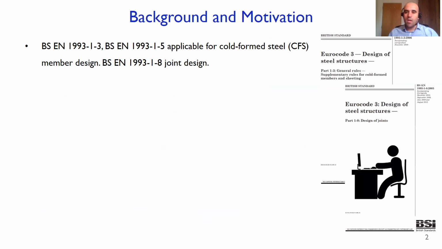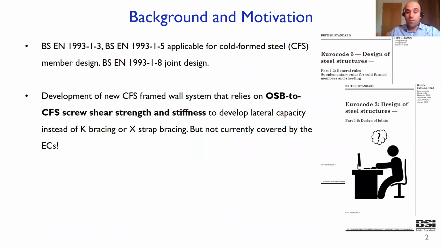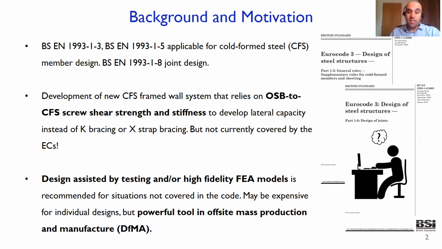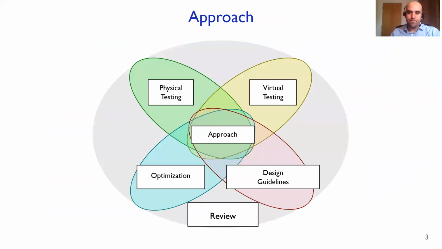Just to give you a little bit of context, for the design of cold formed steel structures, the Eurocodes are usually available. However, for the development of a new wall system that would enable us to manufacture lighter, stronger, and more cost-effective structures, and even faster and with lower embodied energy, this is not currently covered by the Eurocodes. In such situations, design assisted by testing and/or high-fidelity computational models is recommended. It may be expensive for individual designs, but it is a super powerful tool in offsite mass production and manufacture.